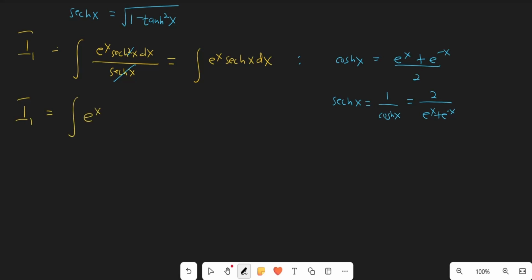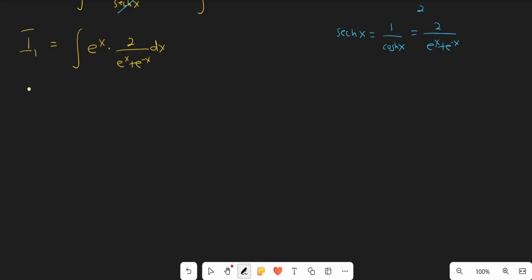We have the integral of e to the x multiplied by secant hyperbolic of x, which I'm going to replace with this. So that is going to be 2 on top divided by e to the x plus e to the negative x dx. Okay, cool. So I1 here is equal to the integral of 2e to the x on top, divided by e to the x plus 1 over e to the x. That is e to the negative x.